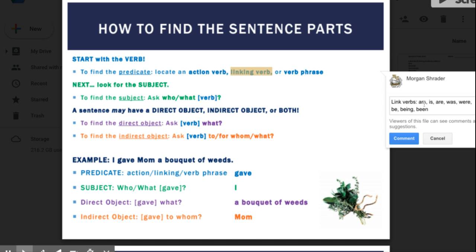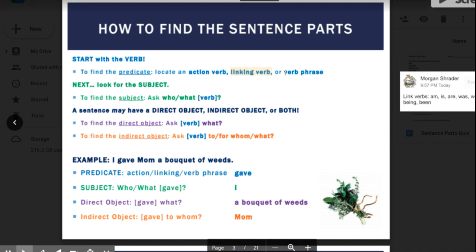So there's 8 of them. 1, 2, 3, 4, 5, 6, 7, 8. You need to memorize these so you can identify them in the sentence. So you can look for an action verb, or you can look for a linking verb, or a verb phrase, which is just multiple verbs together. By finding that, you've found your predicate. So number 1, start with the verb.